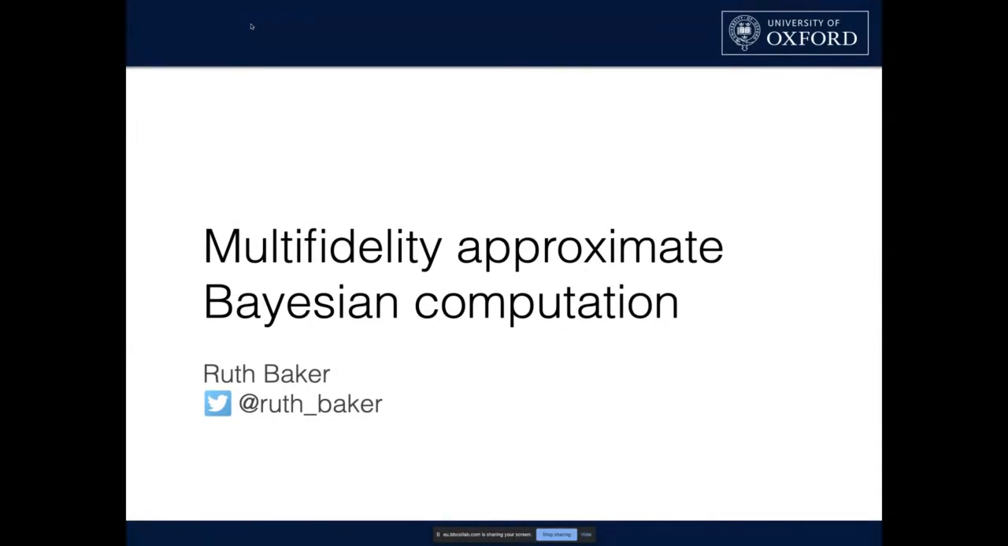So today I'm going to tell you a little bit about some work we've been doing in Oxford, thinking about ways to improve approximate Bayesian computation, particularly in terms of using ABC in the context of stochastic or agent-based models, so really complicated and fairly time-consuming to simulate.